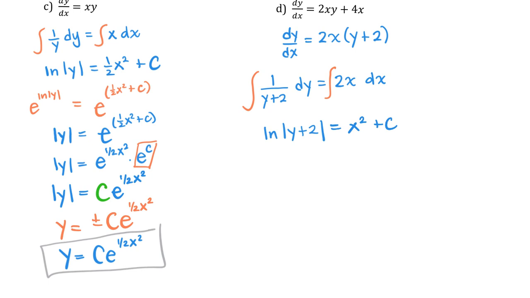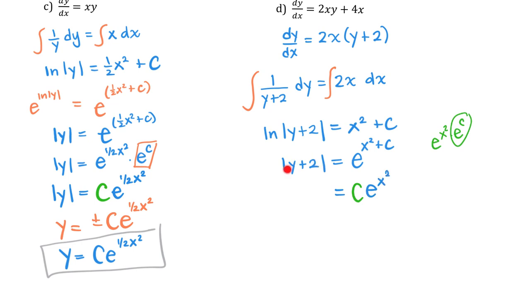Okay, let's keep going. I'm going to do e to the something. So I have the absolute value of y plus 2 equals e to the x squared plus c. We're still okay? Now they're going to do the same thing we did here. This is really e to the x squared times e to the c. And because e to the c is going to be a constant anyways, and we haven't figured out what the constant is, we're going to change this to c e to the x squared.